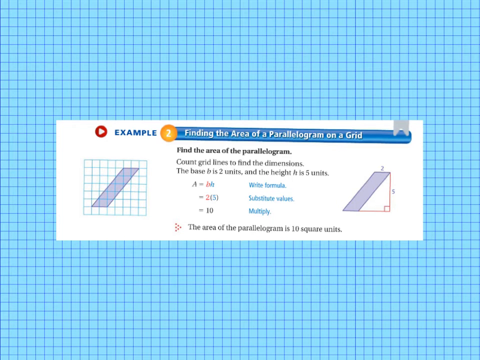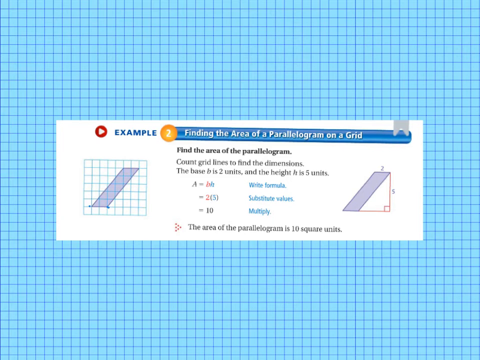Let's look at example 2, finding the area of a parallelogram on a grid. So sometimes we're given a polygon and it's shown to us on a piece of grid paper. So I'm going to help you learn how to count the lines and the spaces on there. So it says we're going to find the area of the parallelogram. We're going to count the grid lines to find the dimensions. So it says the base is 2 units. So when we're counting that, we count from corner to corner.